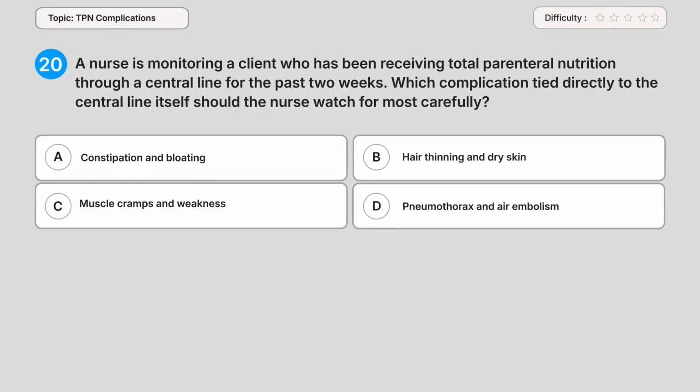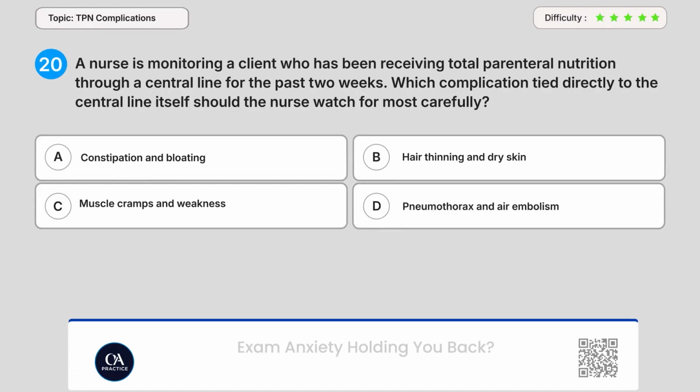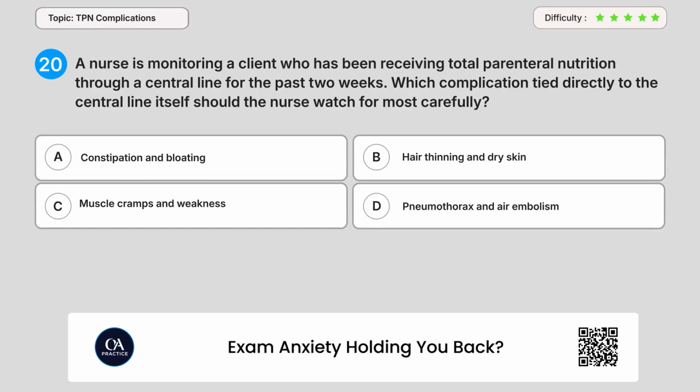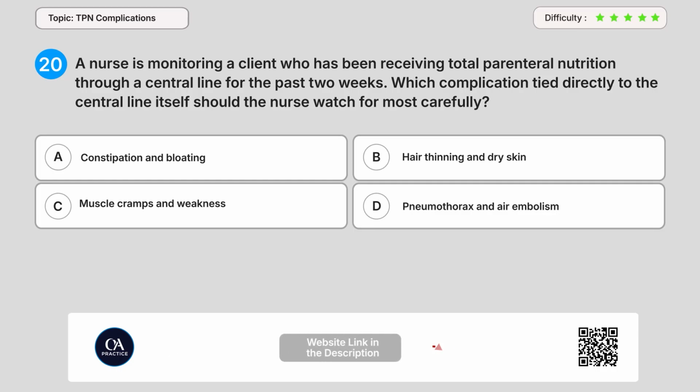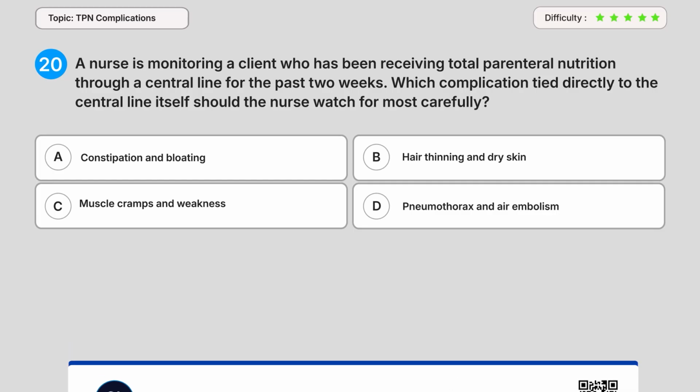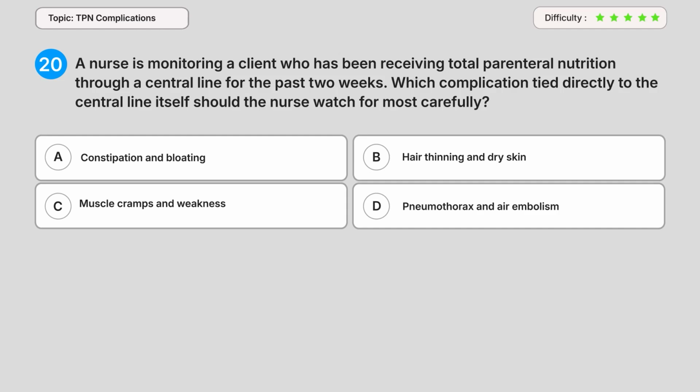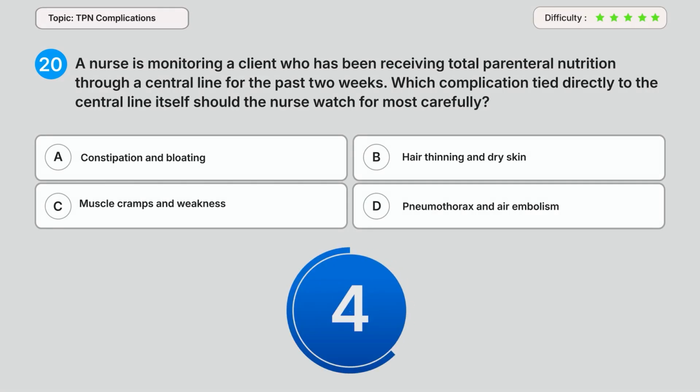20. A nurse is monitoring a client who has been receiving total parenteral nutrition through a central line for the past 2 weeks. Which complication tied directly to the central line itself should the nurse watch for most carefully? A. Constipation and bloating. B. Hair thinning and dry skin. C. Muscle cramps and weakness. D. Pneumothorax and air embolism. Can you guess the answer?